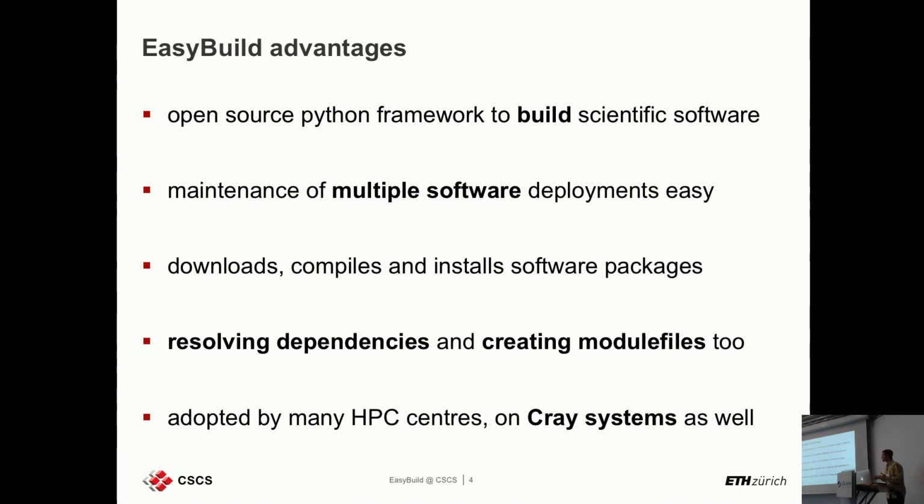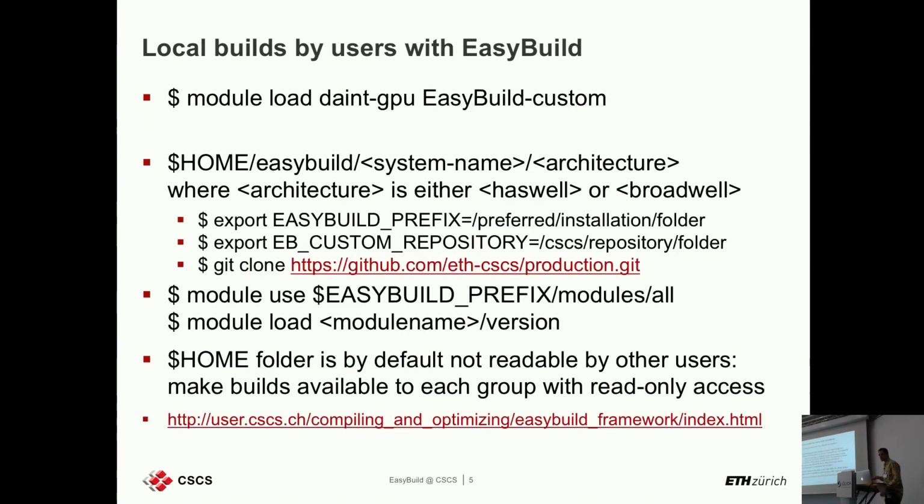for our experience, EasyBuild has the advantages of being an open source Python framework, so it's quite reliable to build scientific software. Then it helps maintaining multiple software deployments, then downloads, compiles, and installs the software automatically, also resolving dependencies. And then it is adopted by several HPC centers, including Cray systems, which are the main ones that we have at CSCS.